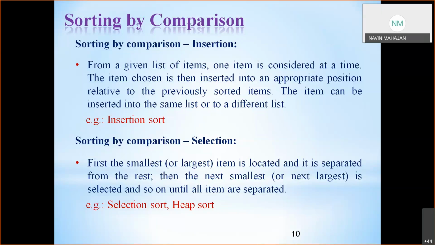We take the second element and find its position on the left-hand side of the first element. If the second element is less than the first element, we shift second and first, otherwise we keep the second as it is. Then we take the third element and find its position in the left-hand sorted list, which has only two elements, 1 and 2. We find whether the third element comes before the first element, between first and second, or after the second element. We find its position and push it into that.